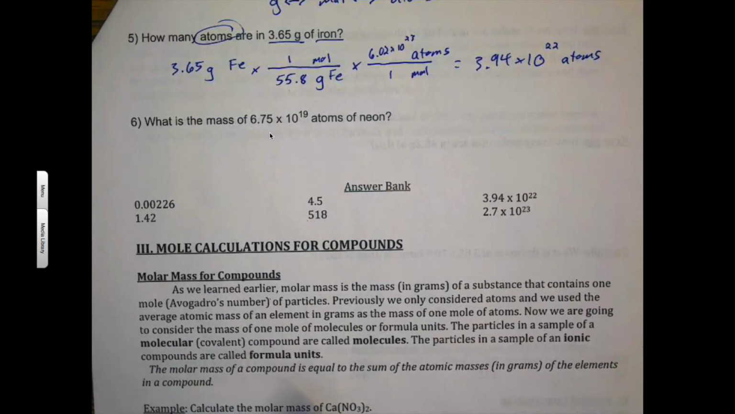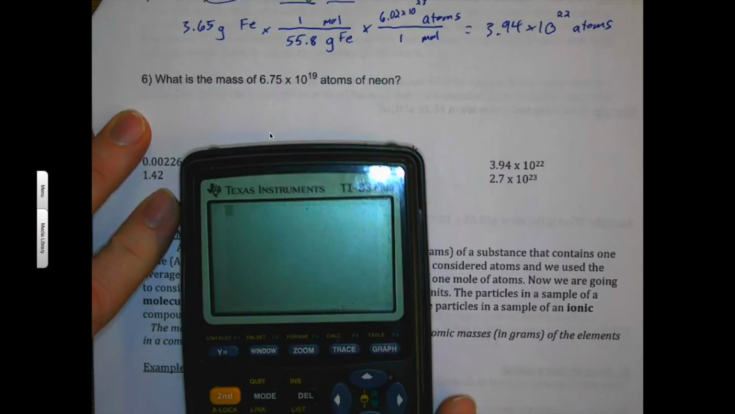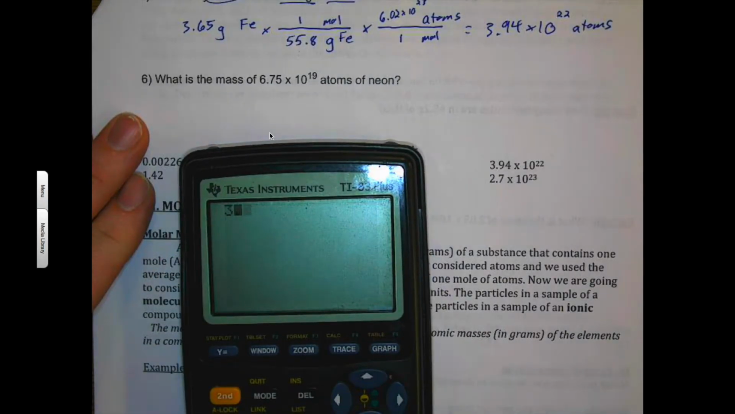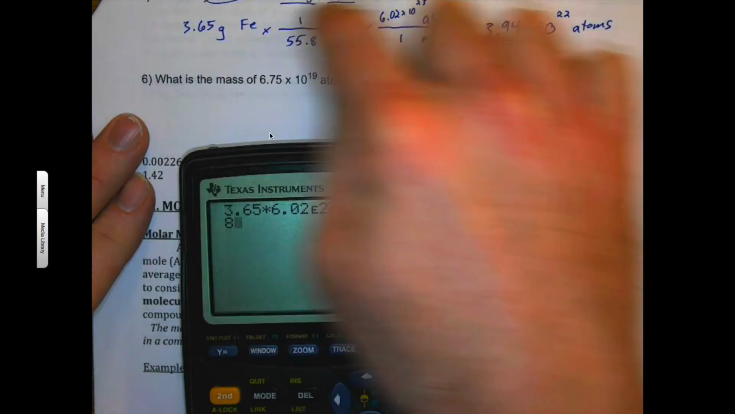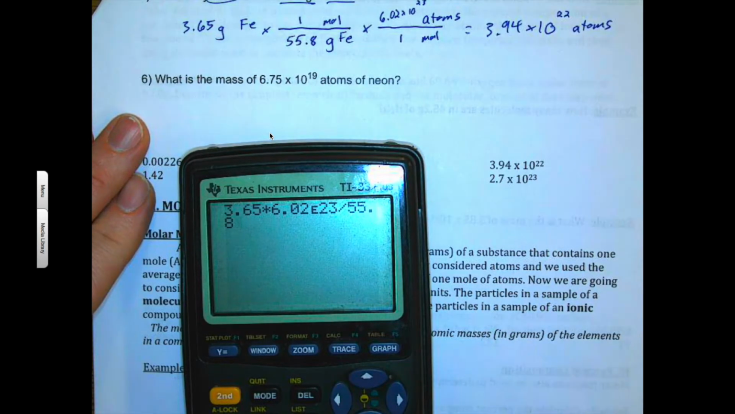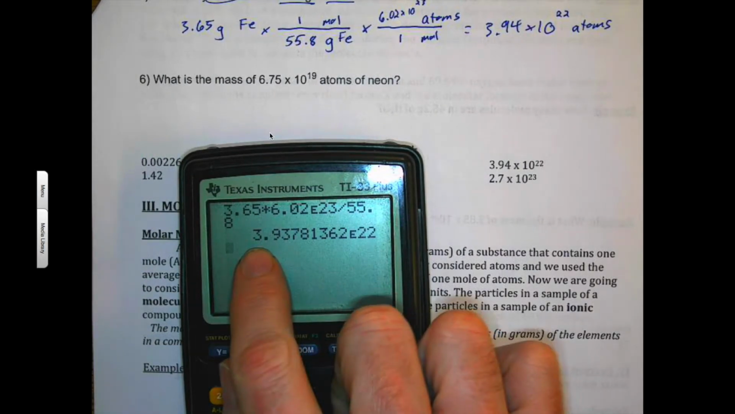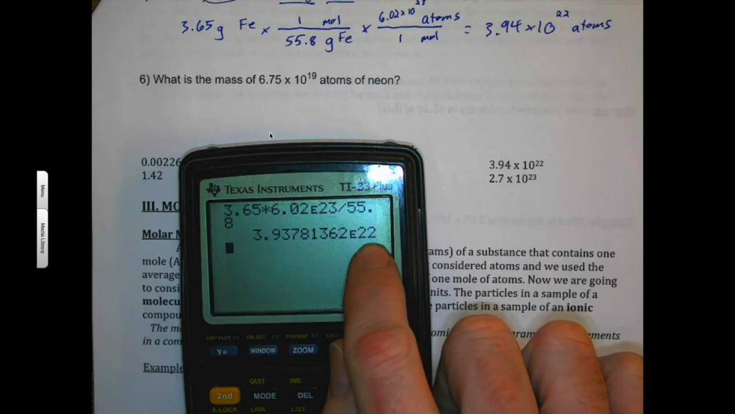Let me show you how that's done on the calculator. You're going to take 3.65, you're going to multiply by Avogadro's number, and then you're going to hit the divide key for 55.8. You don't even have to hit enter. You hit multiply for everything that's on top, and then you hit the divide for everything on bottom. I'm obviously excluding the ones. So the answer is 3.9 E22, or times 10 to the 22.